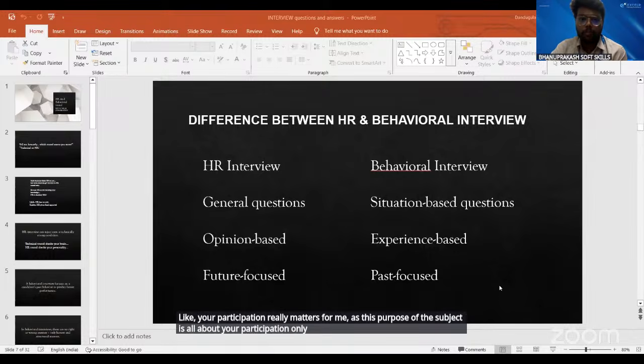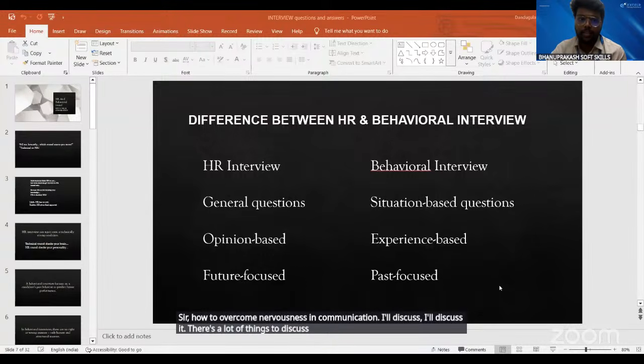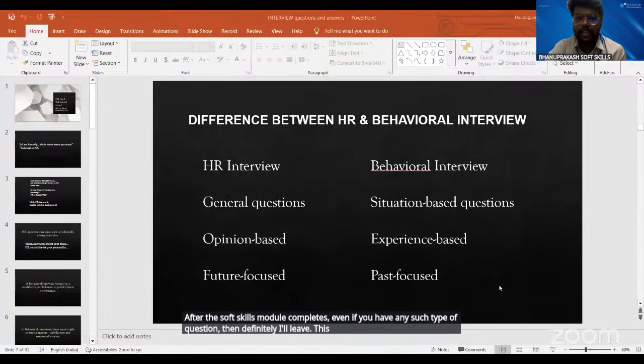Sir, how to overcome nervousness in communication? I'll discuss. There's a lot of things to discuss. After this soft skills module completes, even if you have any such type of question, then definitely I'll answer. This is just a starting. You'll get all your answers.